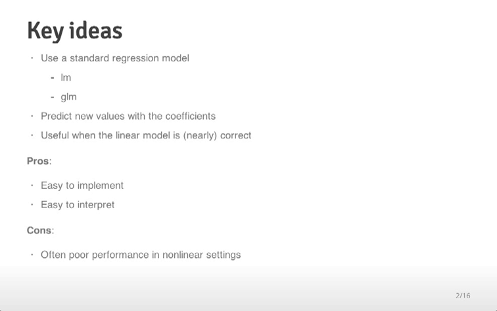It's very useful when the linear model is nearly correct, but it can be a little bit difficult when the model isn't quite correct. So the pros of this approach are that it's easy to implement, it's pretty easy to interpret, and it's also relatively easy to get measures of confidence or variance about our predictions. But the problem is that it often has poor performance in nonlinear settings.